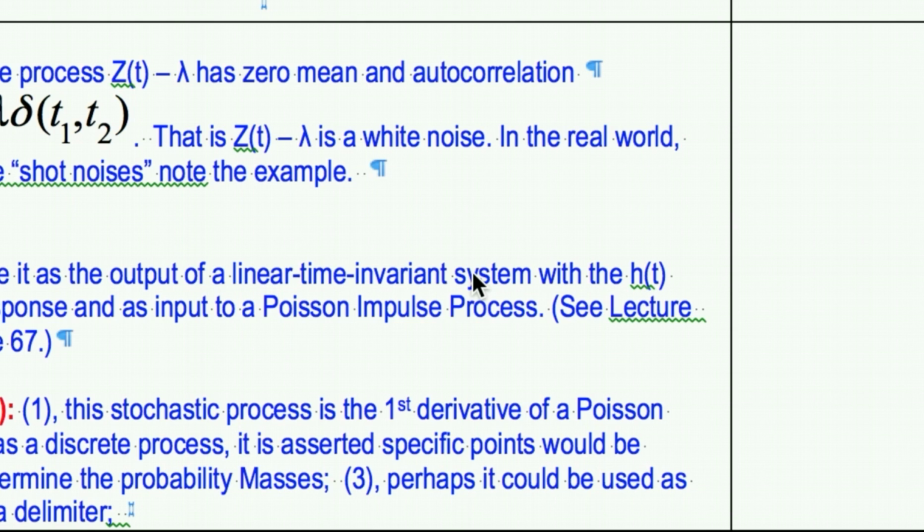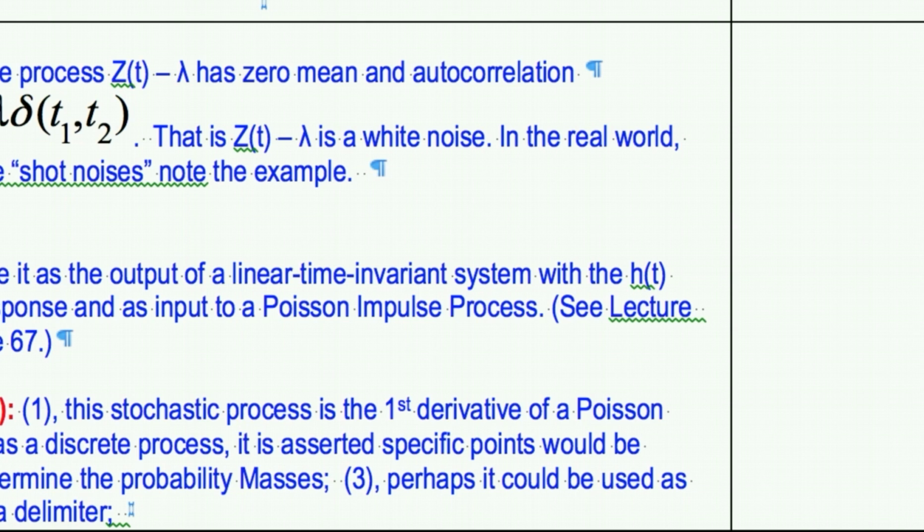In the real world, there are some shot noises. You note the two examples that are furnished. We may define it as the output of a linear time invariant system with h of t, the impulse response, and as an input to a Poisson impulse process, as noted in one of the lecture notes on page 67.